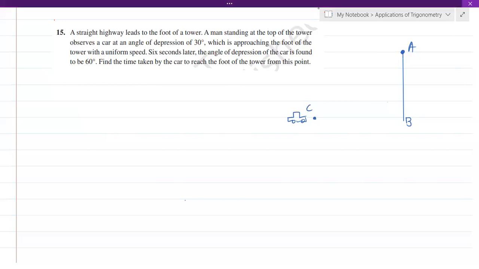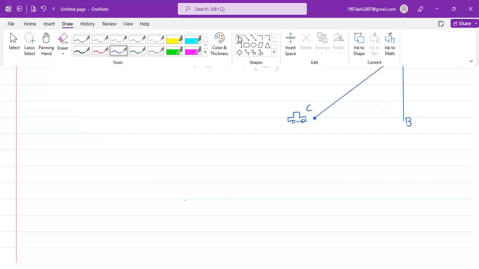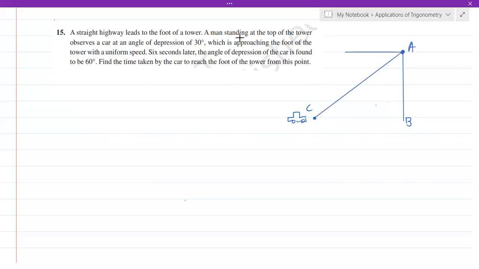Now, the person is obviously observing the car. So the line of sight will be like this. Now, remember, for the angle of depression, we should always draw the horizontal line of sight. Now, initially, this angle is how much? 30 degrees.